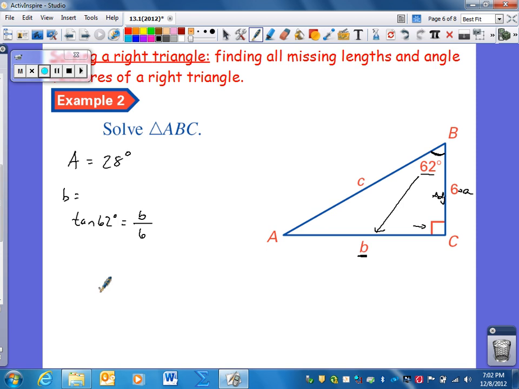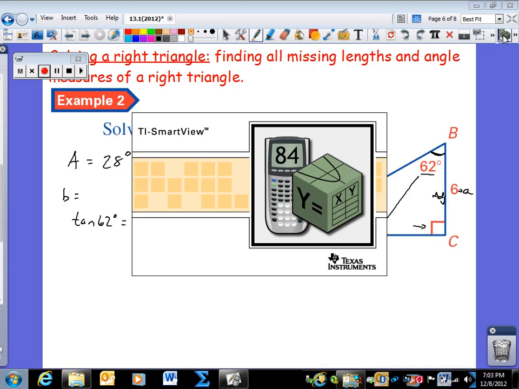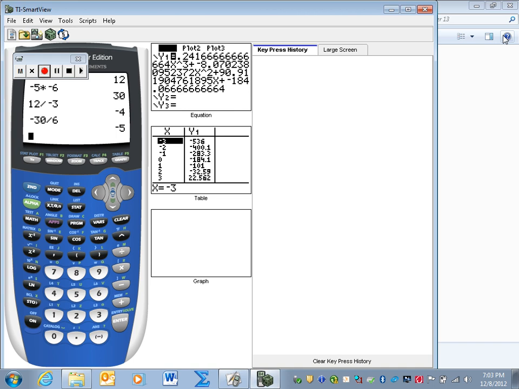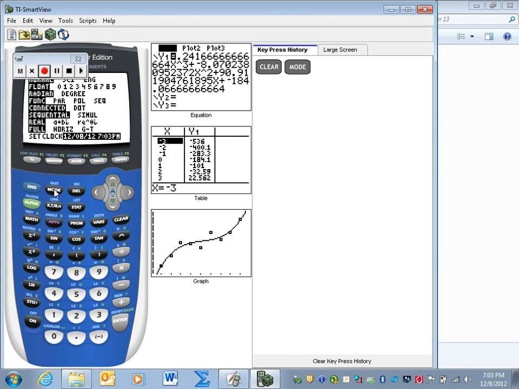Tangent of 62, we're going to have to use our calculator. So if you have your calculator handy, this would be the question that's on the calculator portion of the test. I'll go ahead and bring up the TI calculator. First thing you have to do is press mode and make sure that we are in degree mode. So press mode, it's the third one down, change it to degree. Go ahead and press second, quit.